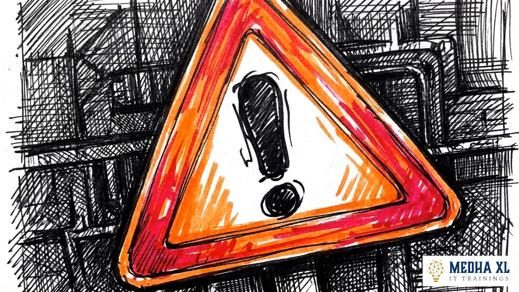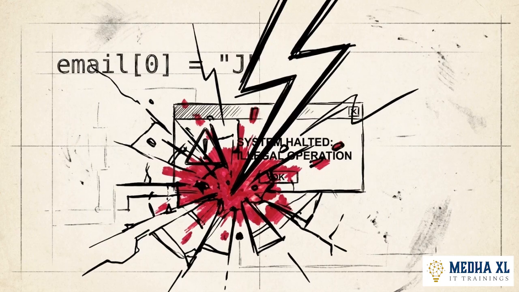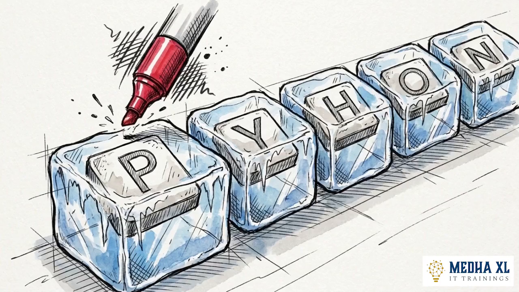You have to be careful when applying methods like this. If a developer accidentally tries to use a string method on numerical data, Python will throw an attribute error and stop the script. If you try to manually correct a typo by changing a single character, like trying to swap the first letter using an index, Python triggers a type error. This is because strings are immutable. Once they are created, individual characters cannot be swapped or corrected in place.